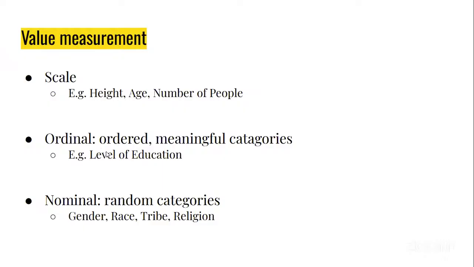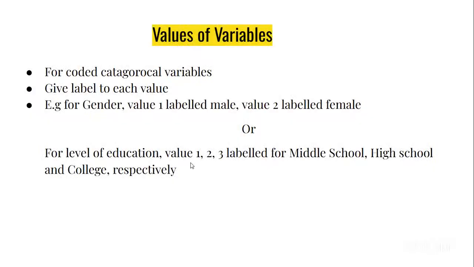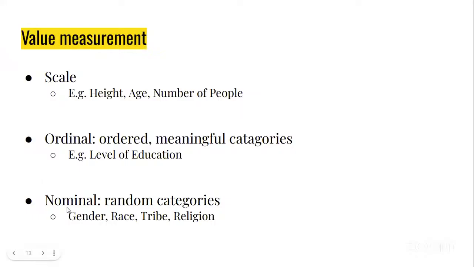But ordinal is ordered, and these are meaningful categories. For example, the level of education, and that is exactly what we did here. Values 1, 2, 3, starting from the least, middle school, then high school, and then college. So that is the difference between nominal and ordinal. If there's a meaningful ordered category, it's ordinal. Otherwise, if random, it's nominal. And if we talk about string variables, which are text-based, in that scenario the scale measurement would not be there, and only ordinal and nominal would be present.